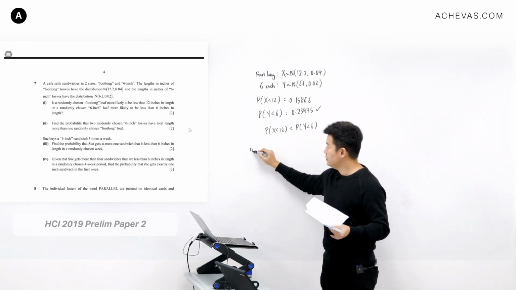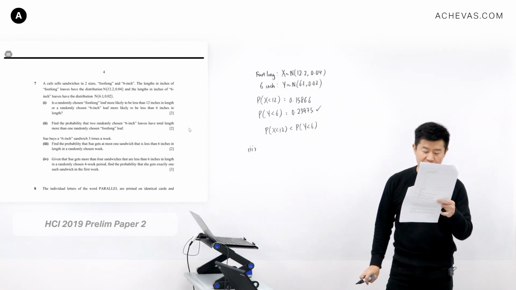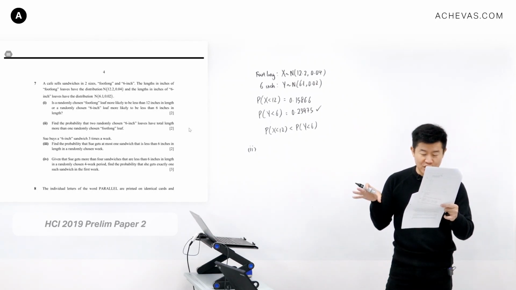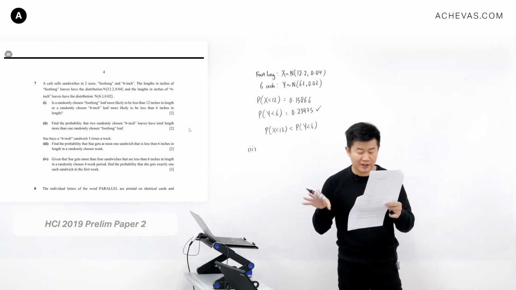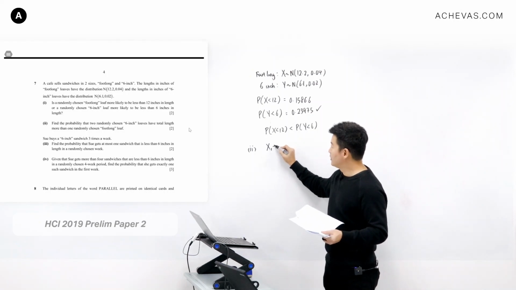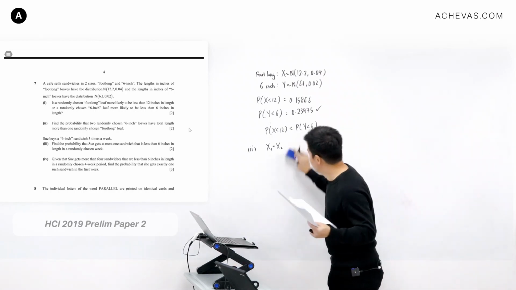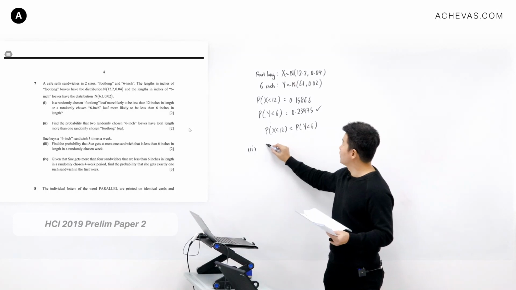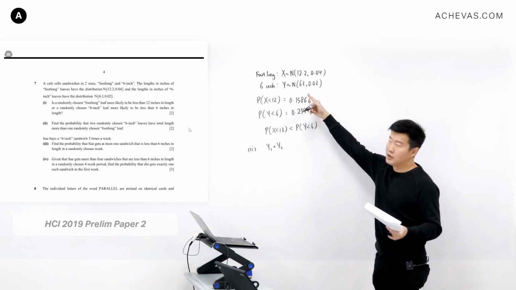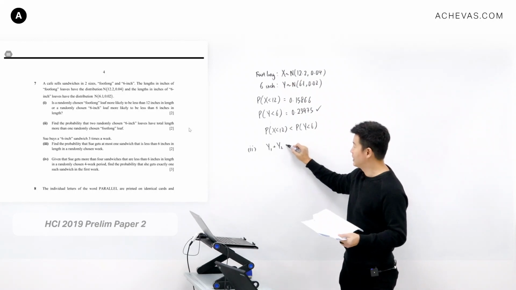Part 2. Find the probability that two randomly chosen 6-inch loaves have a total length of more than one randomly chosen foot-long loaf. So the total of two randomly chosen 6-inch is more than 1 foot long. So we are talking about X1 plus X2 to be bigger than... The 6-inch is Y, so we are talking about Y1 plus Y2. The total length of two 6-inch is more than the length of 1 foot long. So we are going to be taking this minus away X.